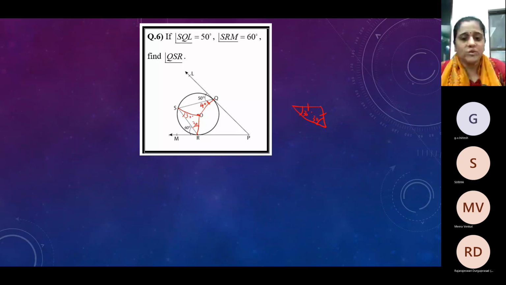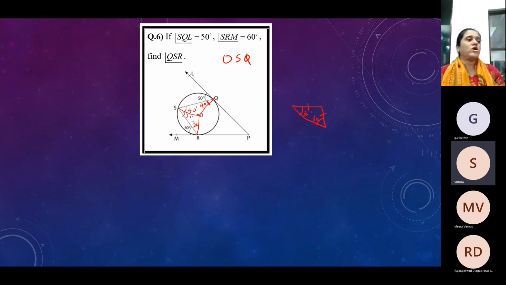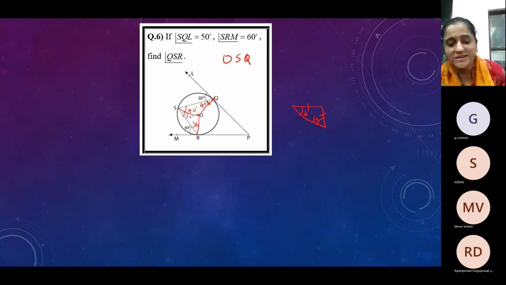Triangle OSQ is isosceles. Why? Because OQ is a radius and OS is a radius. So by the isosceles triangle property, if this is 40 degrees, this is 40 degrees. Now what's the measure of angle QSR? 40 plus 30, 70 degrees.